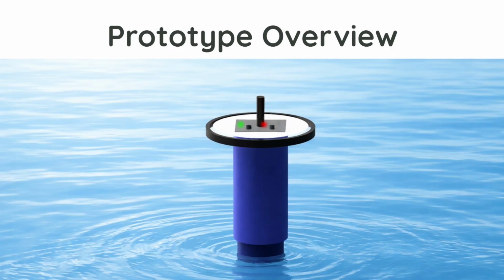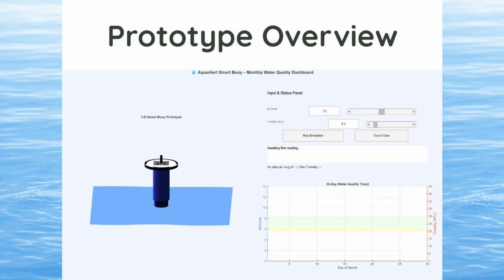And going on to our prototype overview. So here would be a quick picture of our prototype and going more into depth with it. This is a working prototype that we made through MATLAB, and this is a quick snapshot of what the dashboard interface would look like. The buoy model, pictured there on the left, demonstrates how the system would be deployed in water, for example. While the dashboard shows more real-time and historical data visualization for the pH and turbidity levels.